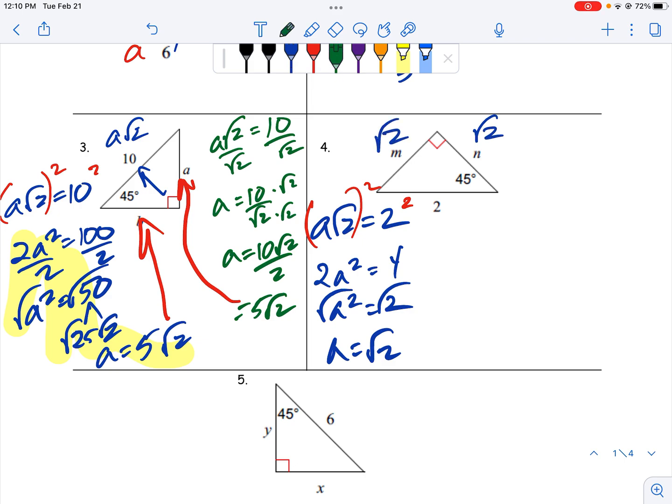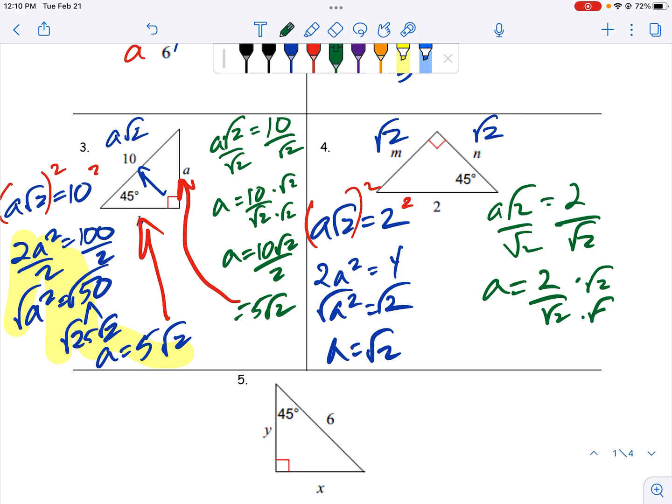I could have also done it like this. A equals 2 over root 2 times root 2 over root 2. A equals 2 root 2 over 2, which cancels out, and you get root 2.